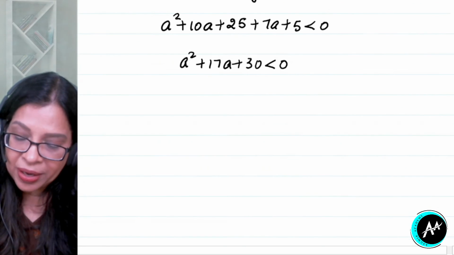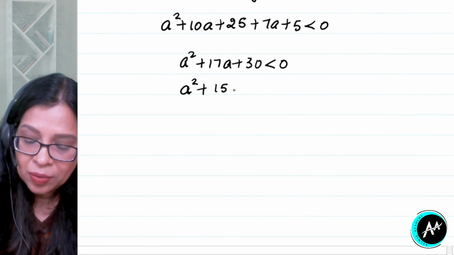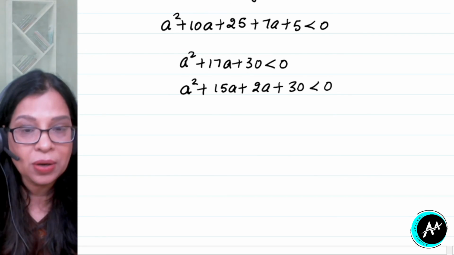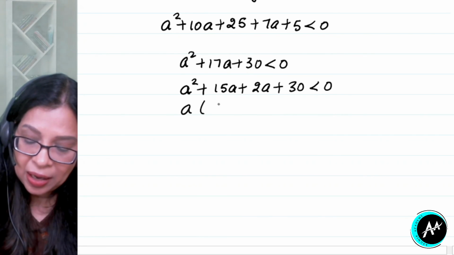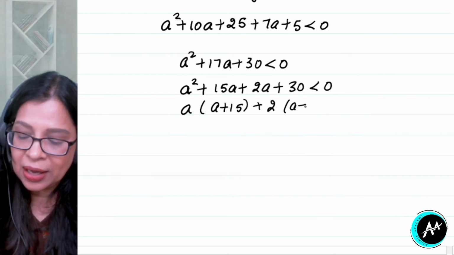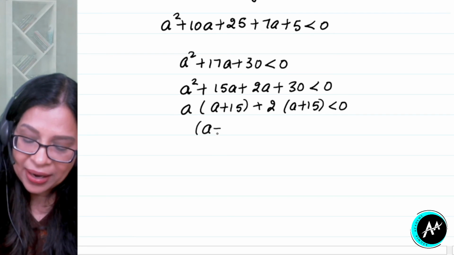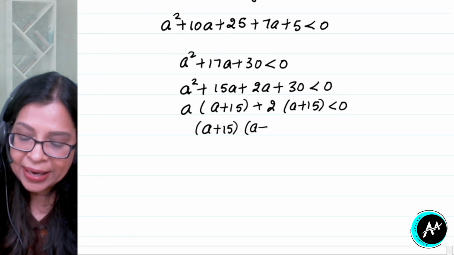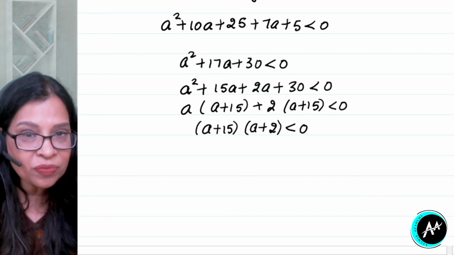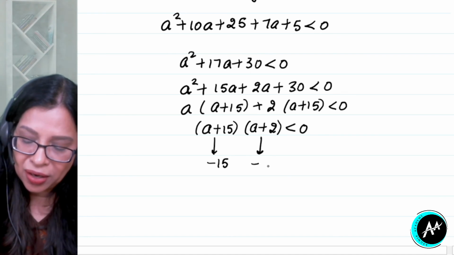Let us split the middle term here. So I have a square plus 15a plus 2a and plus 30 to be negative. First two terms, what is common? a. We have a plus 15, then 2 common, again a plus 15 is less than 0. So I have first factor as a plus 15, second a plus 2, this is negative. Now we know how to solve this quadratic inequality. What are the roots? Minus 15 and minus 2.